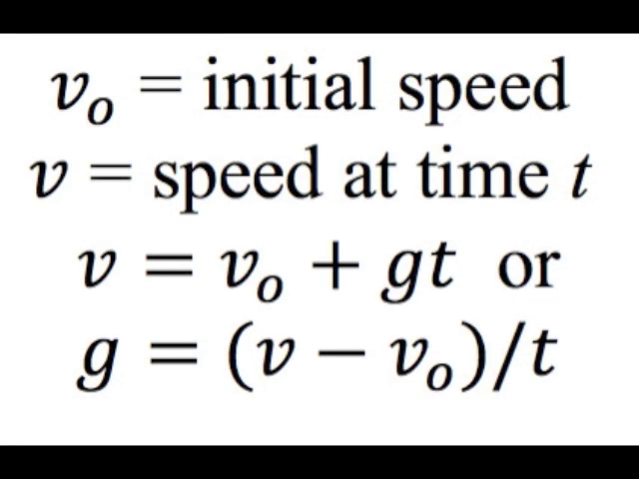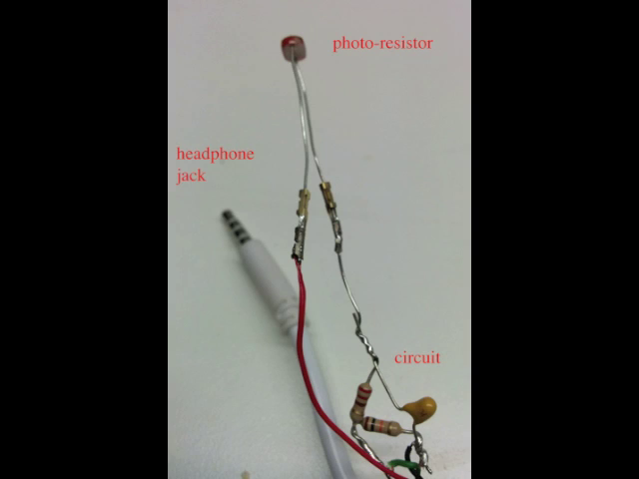We can find the acceleration of a free-falling object if we know the velocity at two different times and the time interval between the measurement of those two velocities. In order to measure the velocity at 2 points for a falling object, time has to be measured very carefully. And to do this, we're going to use a photocell that is basically a little small circuit with a photoresistor that plugs into the headset jack of a cell phone or tablet.